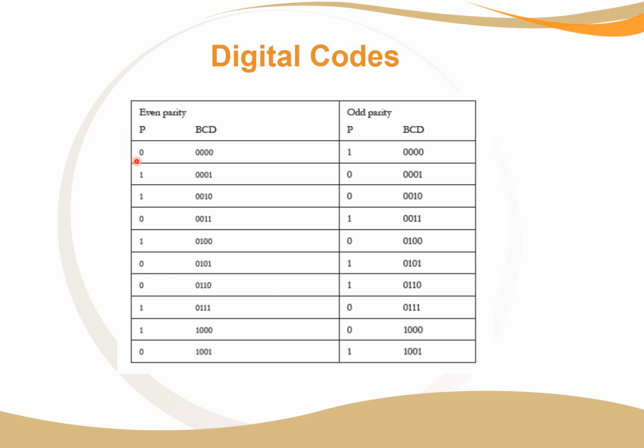On the other side, we are checking if we need to add a 1 to make the total number of 1s in the code odd. We're checking for odd parity. We have to add a 1 to make this odd. So this is already just one 1, so we have to add 0.